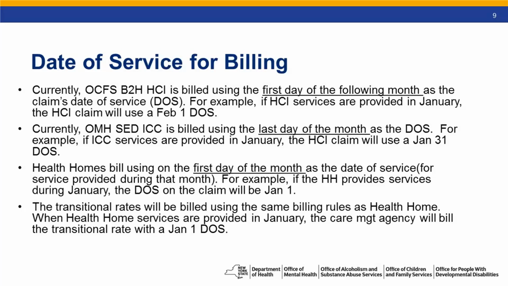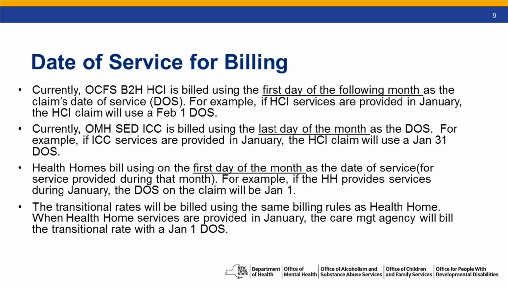Health homes currently and in the future will be using the first day of the month as the date of service for services provided during that month. So to keep our examples the same, if a health home provider provides service during January, the date of service on the claim will be January 1. So that means if a health home service is provided on January 15th, their date of service that they billed for is January 1st.